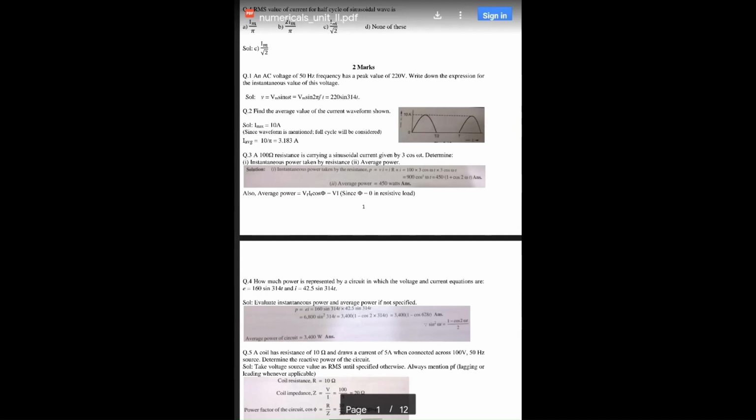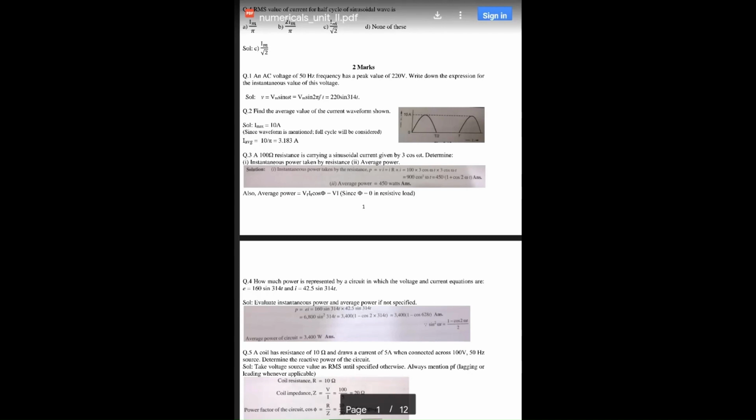So if we consider the full cycle, it becomes 2 into 2 Im by pi is the result which we get. But when we calculated this result, we divided by pi, because we were considering only the half cycle. Here we are calculating for the full cycle, so we divide it by 2 pi. So 2 and 2 get cancelled, and we get the value Im by pi, or 3.183 amperes.